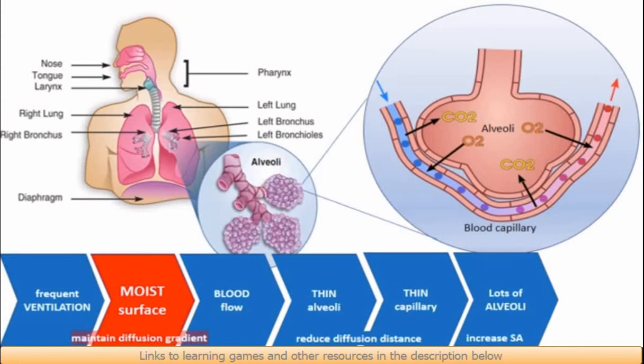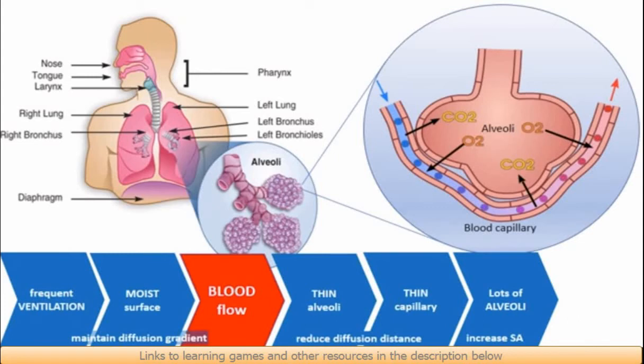The alveoli are moist, and this helps oxygen to be absorbed and so increases the concentration gradient at the absorbing surface of the alveoli. There's a good blood supply. This provides a fresh supply of blood with low oxygen and high carbon dioxide concentrations to maintain the concentration gradient.